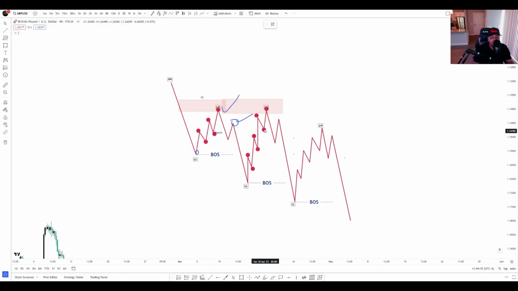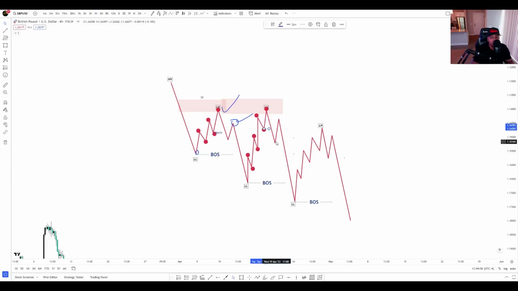Okay, so here we have a change of character because this is our last higher low that led to a higher high on the low time frame, before the price hit this area of supply zone on the higher time frame. So now we have a change of character, which literally means a reversal. Again, do not focus on the names, just focus on learning the structures themselves.